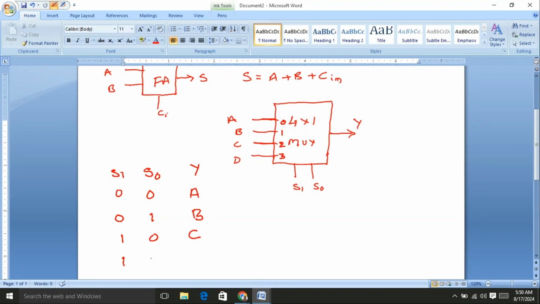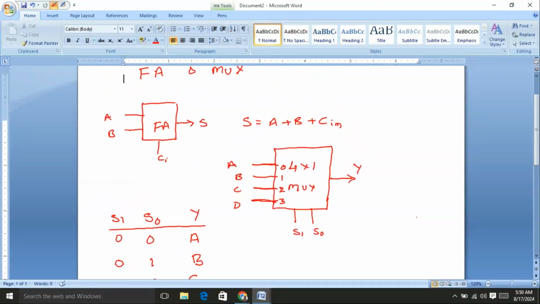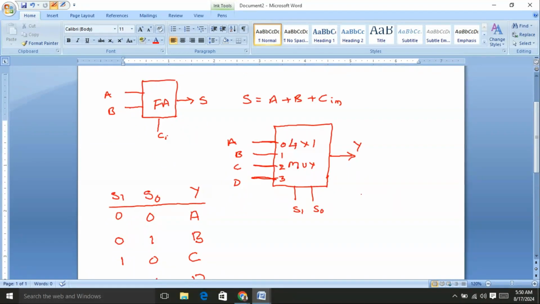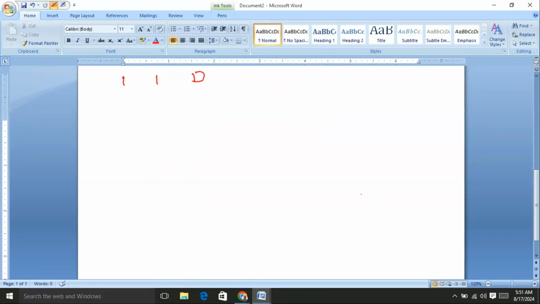Suppose the S1 and S0 values are 1, 1. Then the third input of the multiplexer, D, is turned as the output of the multiplexer. All these things we already discussed, but before designing a 4-bit arithmetic circuit, we are using these full adders and multiplexers. Hence, I remind you now how I am going to draw this circuit.